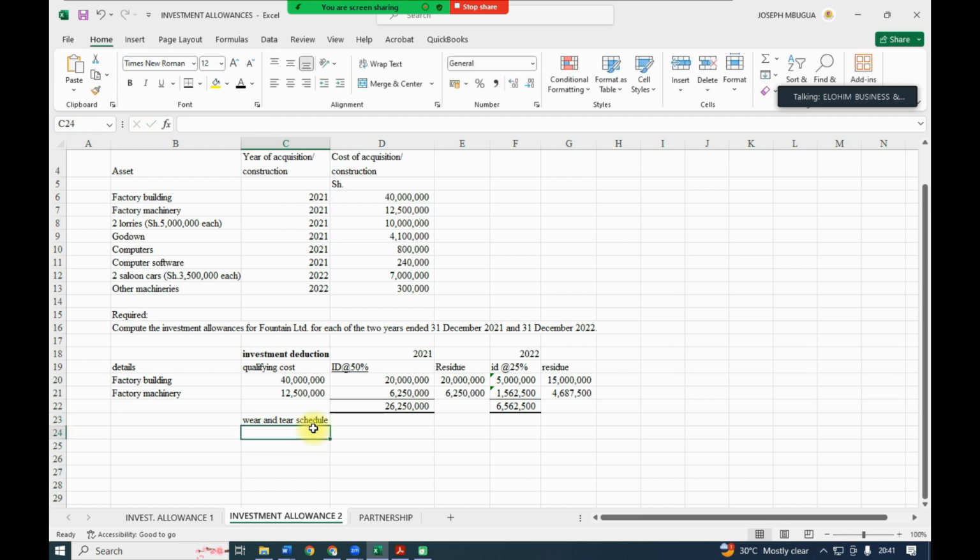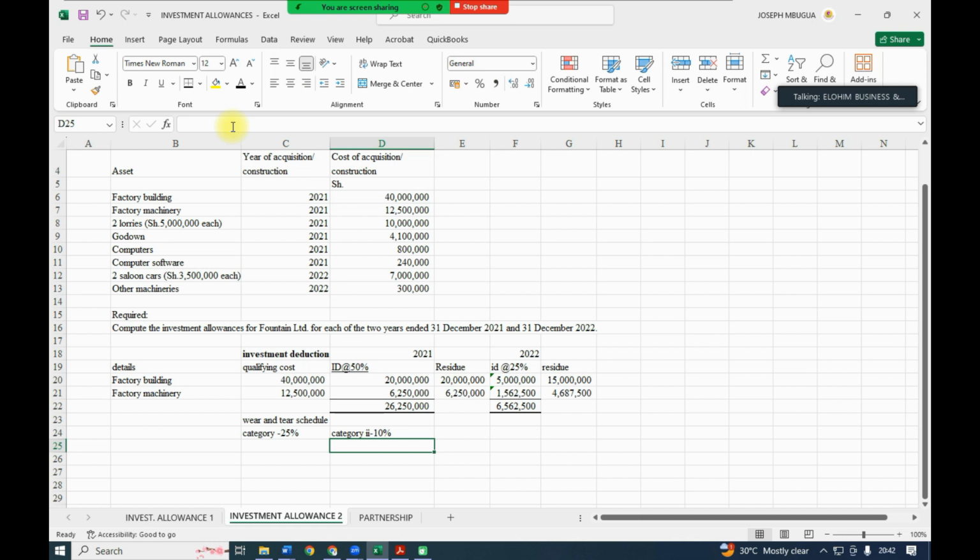So for the wear and tear schedule, we just summarize to have category 1 and category 2. For category 1, you can add something here. I put a hyphen, 20%, 25% for category 1, hyphen 25%. For category 2, hyphen, which is 10%. Items that fall under category 1 will be calculated at 25% wear and tear. And items that fall under category 2 will be calculated at 10%.